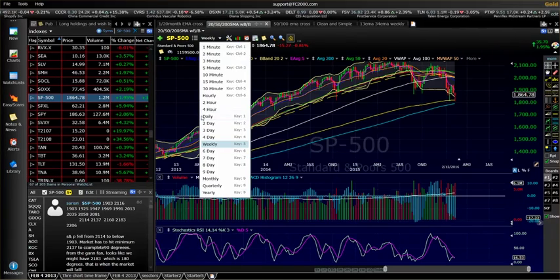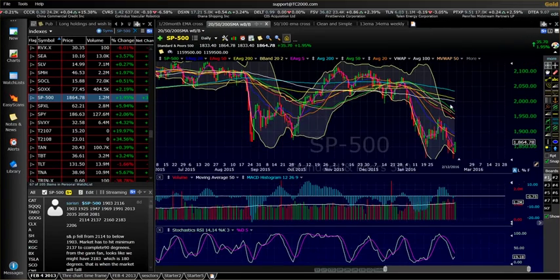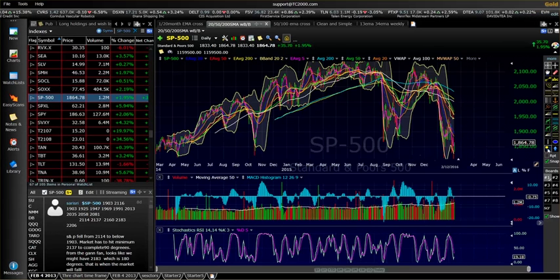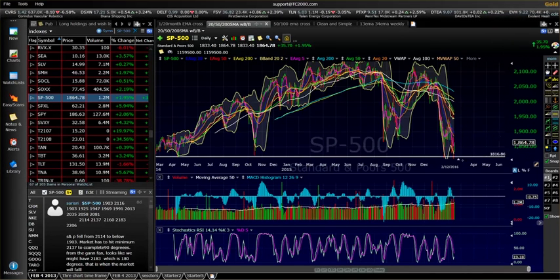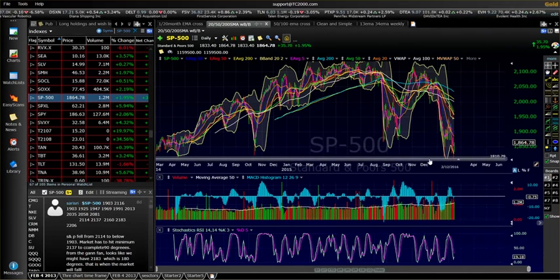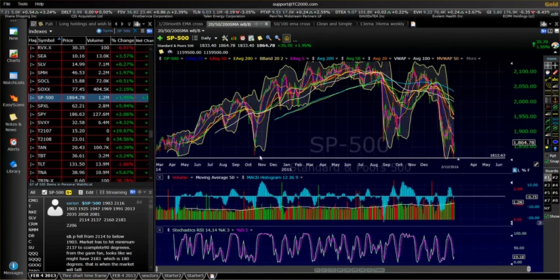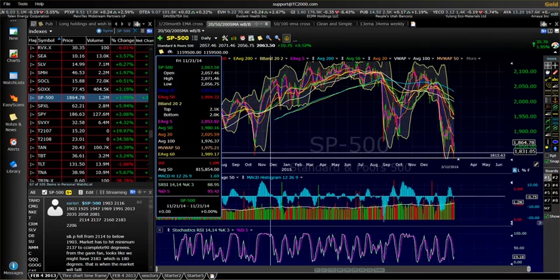Let's go to the daily. We can see it more clearly there. But on the S&P 500, you can see that we have really clearly defined support in the 1812 area. Now look, this isn't precise. You can have a band of support. It doesn't have to be precise to the penny. It can be a band of support.